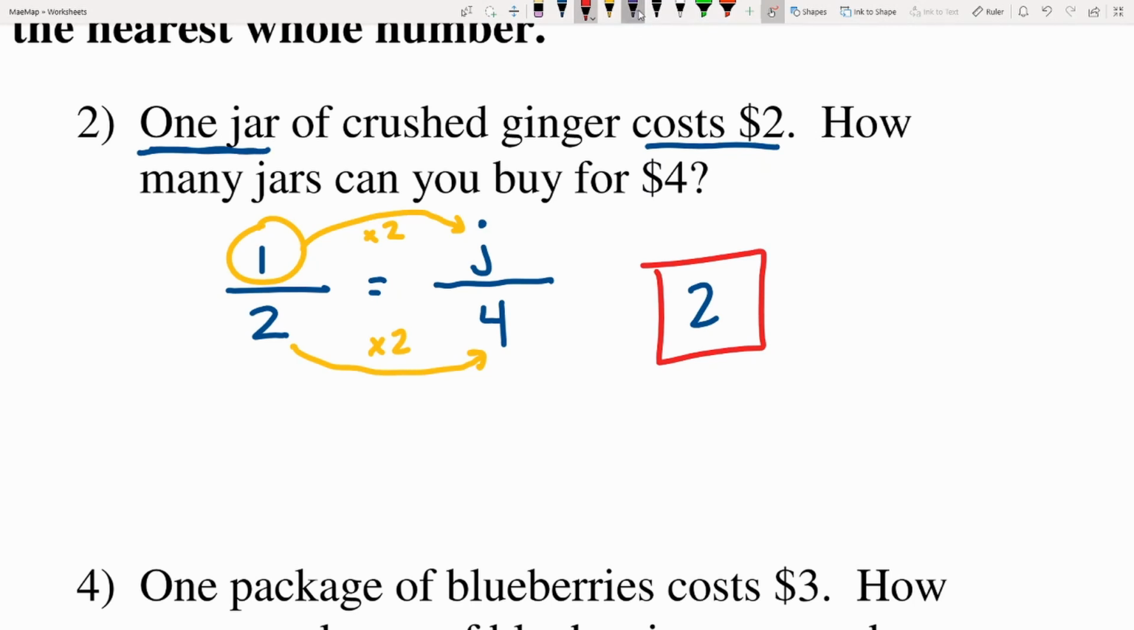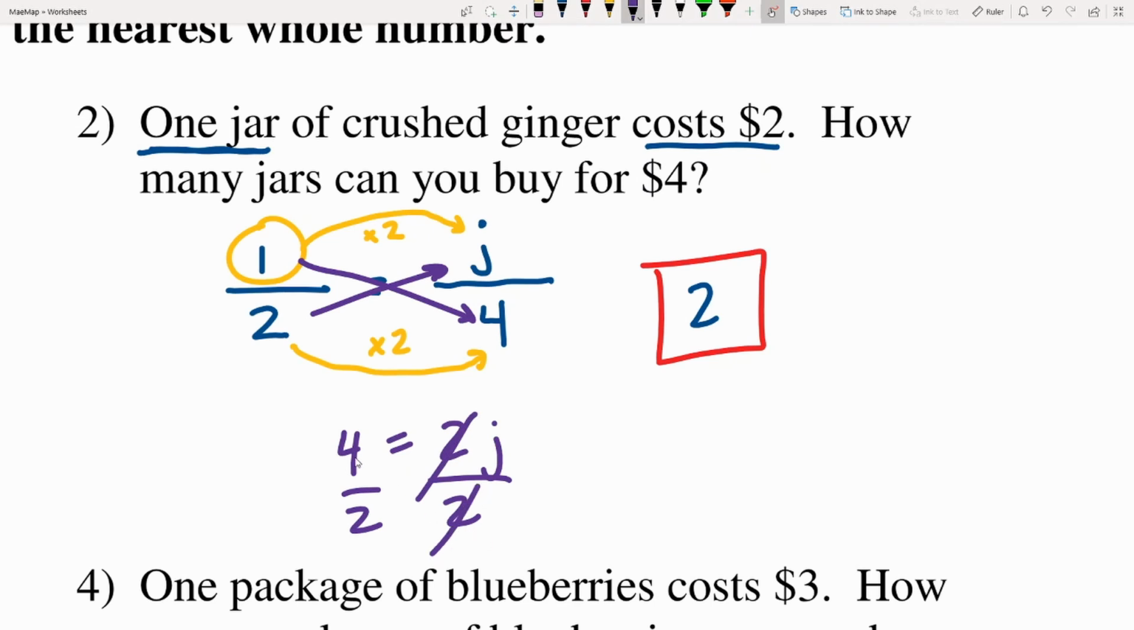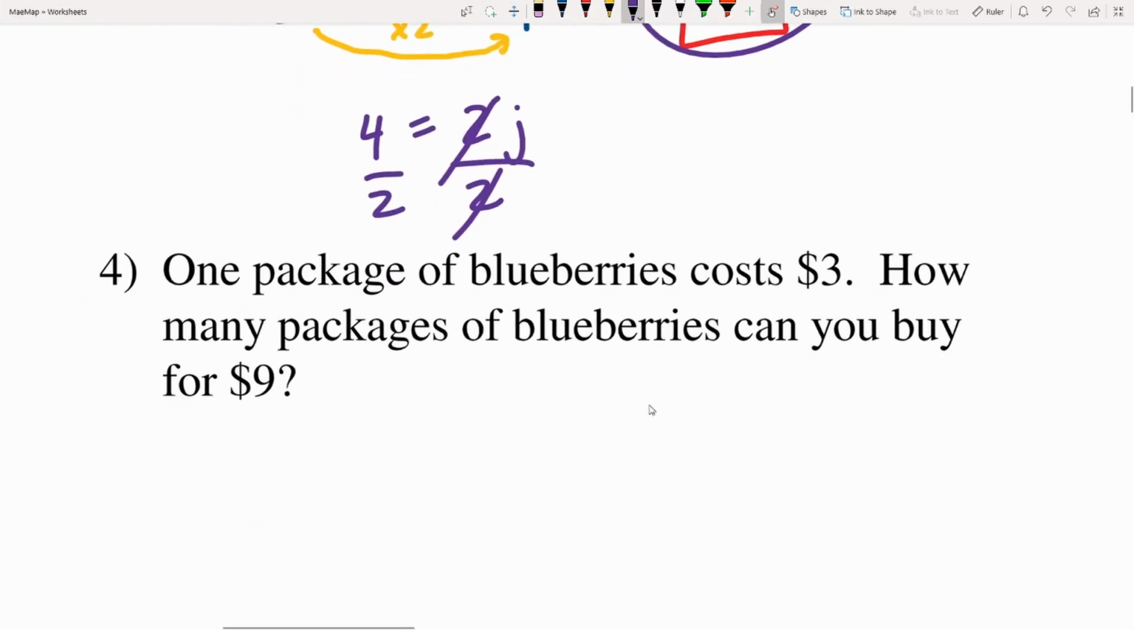And if you want to see that cross multiplication, 1 times 4 is 4, and that's going to be equal to 2 times j. Divide both sides by 2. The 2 will cancel out. 4 divided by 2 is indeed 2. So there's not just one way to think about these problems. Feel free to use whatever is easier for you. And again, I recommend reviewing that proportions worksheet if you're confused on how I'm solving these. Let's move on to number 3.